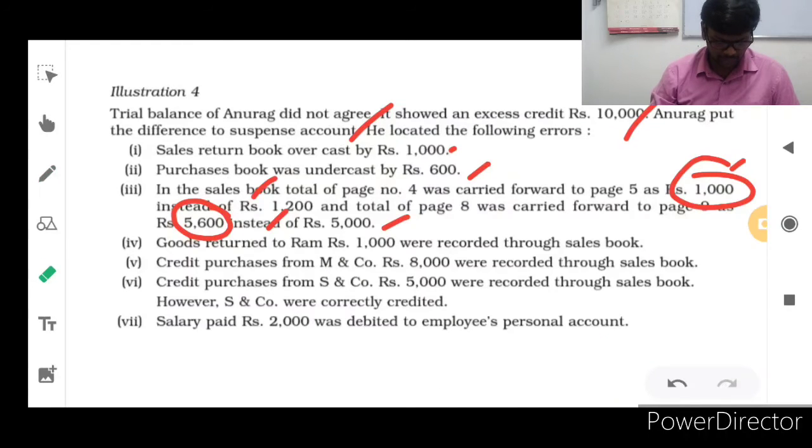The fourth one: goods returned to Ram, 1,000 rupees, were recorded through the sales book.